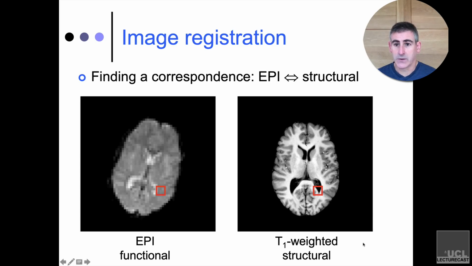That requires finding the correspondence between the EPI, the echoplanar imaging, the fMRI scan, and the structural MRI scan. There are multiple reasons for this, but one of the big ones is that typically they're just not acquired at the same time. You do all of your fMRI scanning and then you tell somebody to relax and you're going to collect a structural, and they can fall asleep during that period of time.